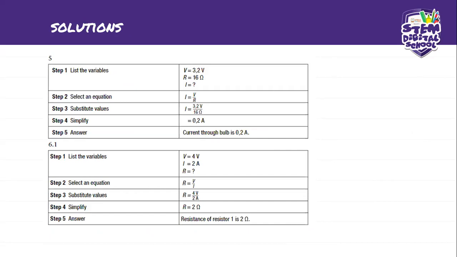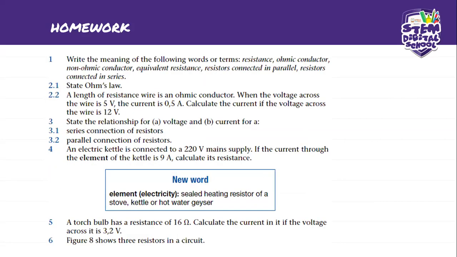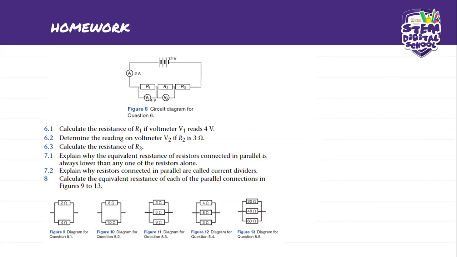Okay, so now we move on to number 6, which shows 3 resistors in a circuit. Now we're moving on to a series calculation. You've got your battery there, you've got your ammeter there, and you've got your voltage for your individual resistance because they are in series. What they want to know first is: calculate the resistance of R1 if voltmeter V1 reads 4 volts.